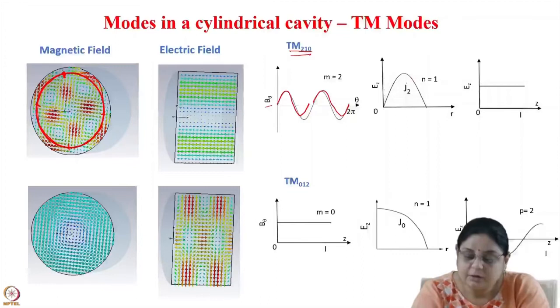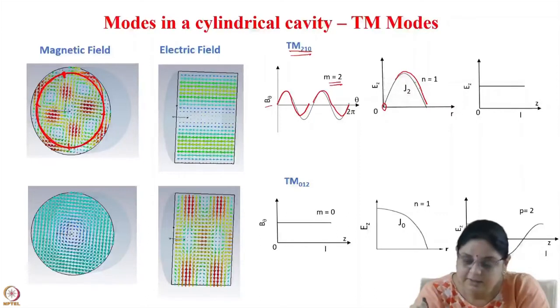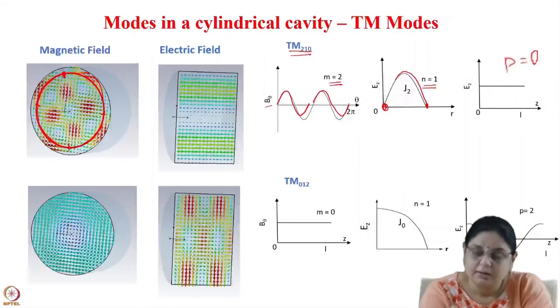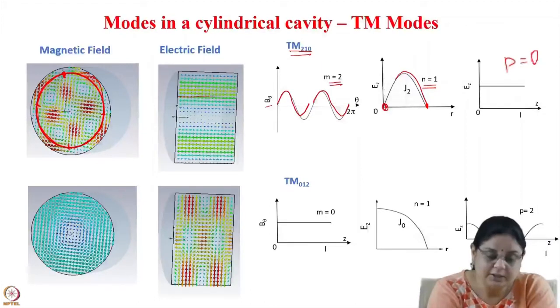Okay, and now if you see the variation of Ez, so here N is equal to 1 and M is equal to 2. So you have to see the variation of the Bessel function J2. J2 is again 0 at the center and then increases like this and then goes to 0 here. So again, it goes to 0 at this point. This corresponds to N is equal to 1 because this 0 is not counted. P is equal to 0. So there is no variation in the field in the Z direction.